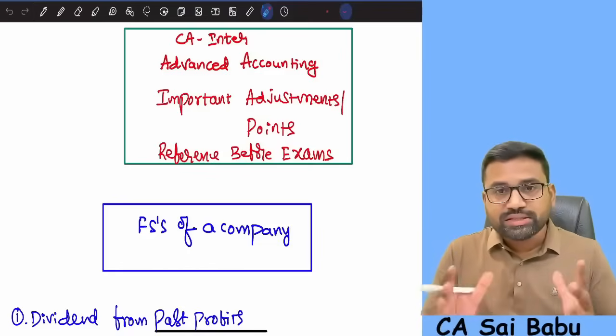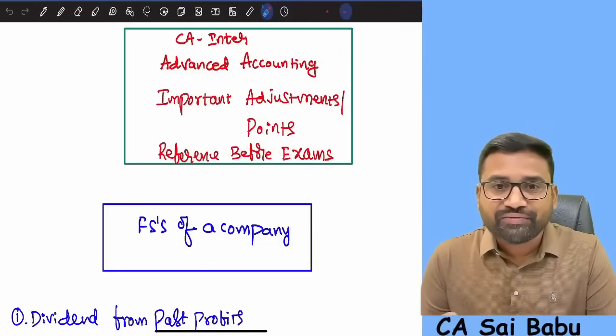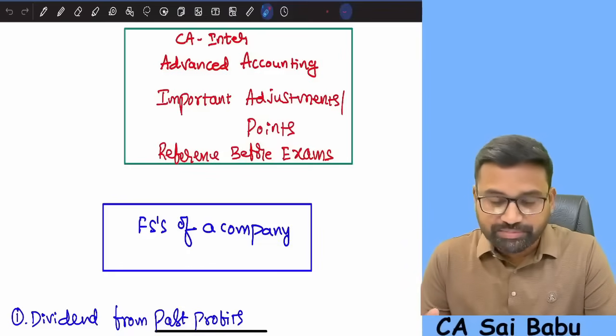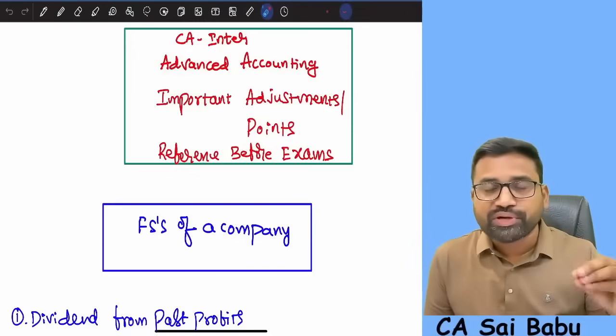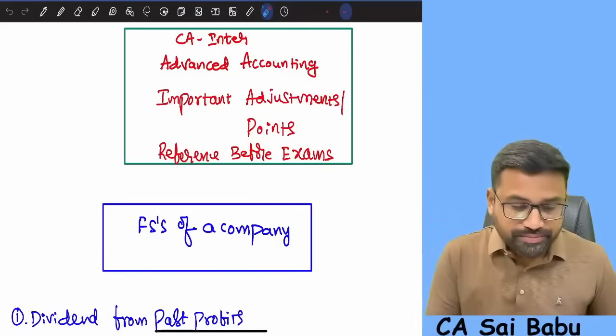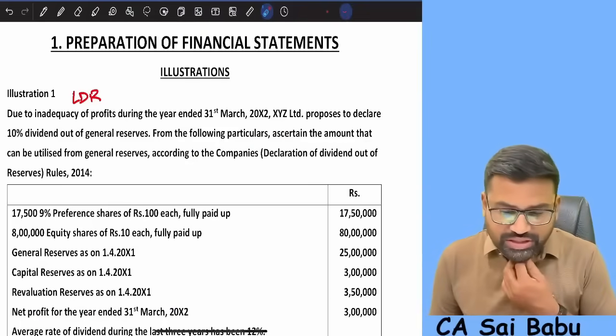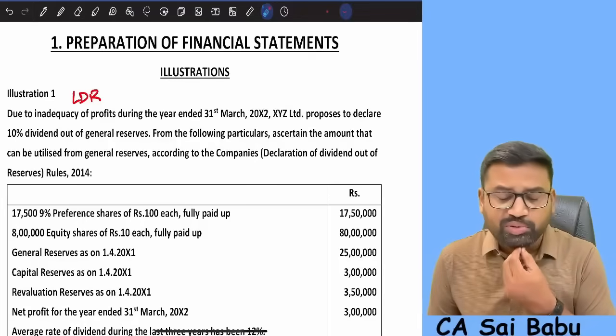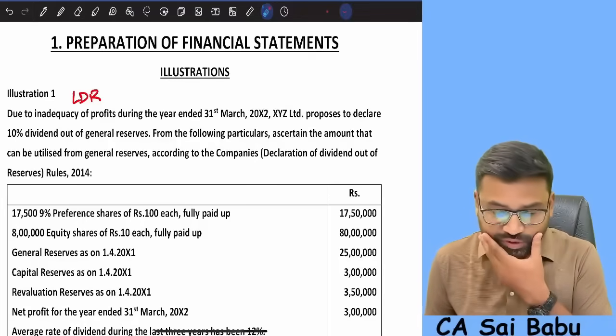Now let us discuss the important adjustments from financial statements of company chapter, sir. I'm going to explain the important adjustments from problems. Now see first illustration number 1, sir. Illustration number 1 is about dividend from past profits.